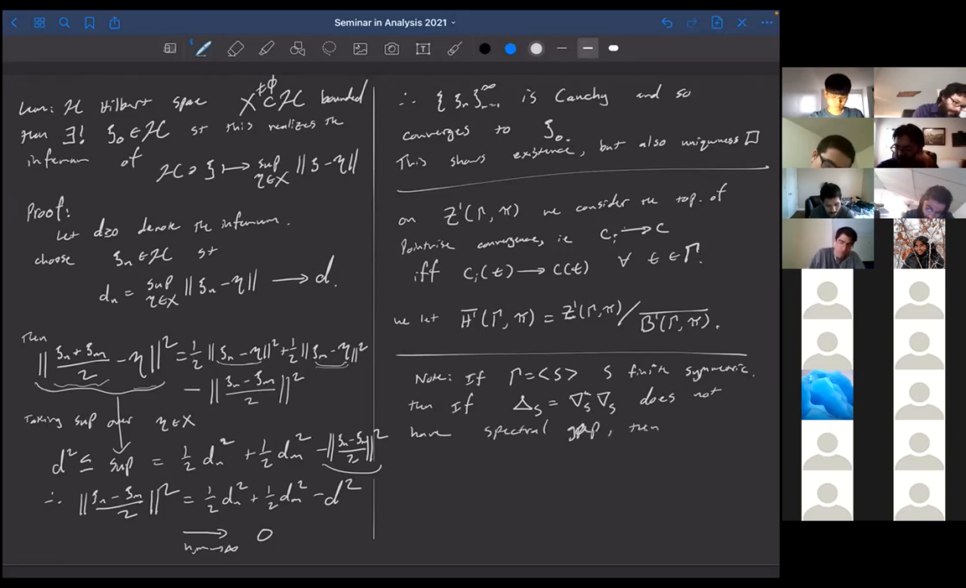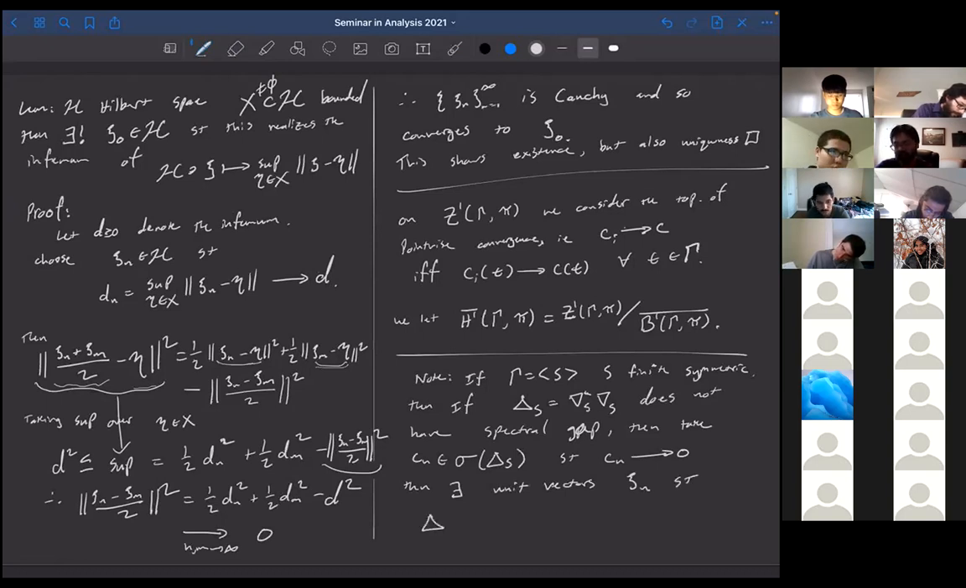then what can we do? Then take c_n, say, in the spectrum such that c_n converges to zero; since it doesn't have spectral gap, such a sequence exists. And what do we know? This is a self-adjoint operator, so we know from the spectral theorem that anything in the spectrum is an approximate eigenvalue. So we know that there exist unit vectors v_n such that this Laplacian applied to v_n is very, very close to c_n times v_n.